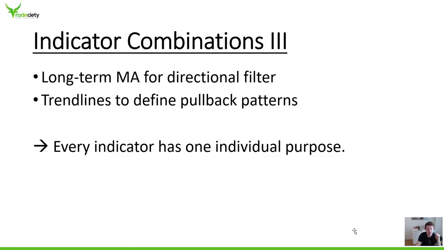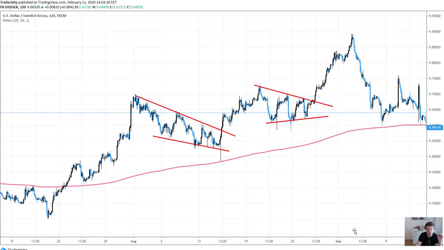Here again, indicator combination number 3. We're going to use a long-term moving average from a higher time frame for the directional filter. So the moving average helps us to distinguish between long and short markets or bull and bear markets. And we're going to use trend lines to define pullback patterns.